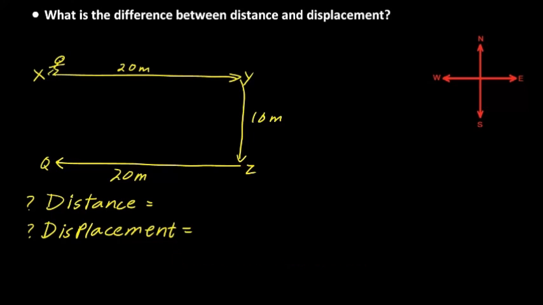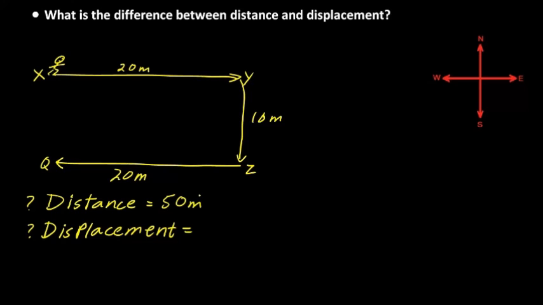Alright, now that you're back, let's go ahead and solve this. The distance that this person traveled, remember, is the total length of the path traveled. That would be 20 meters plus 10 meters, which gives you 30 meters, and then 20 more meters, which is a total of 50 meters. So the distance this person traveled would be 50 meters.